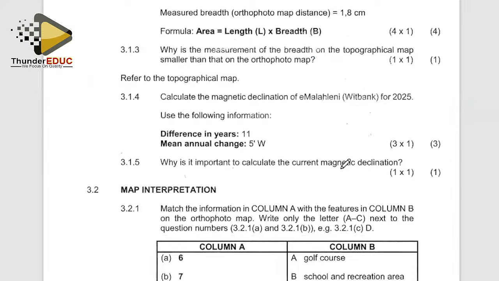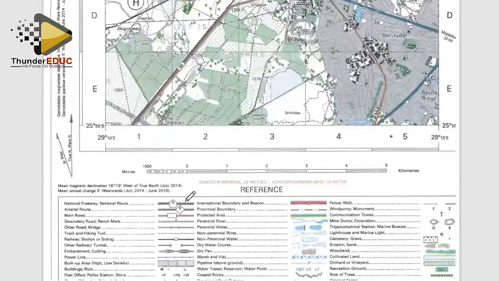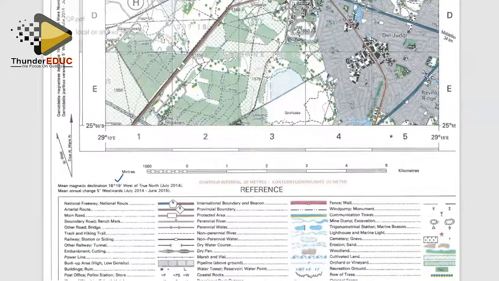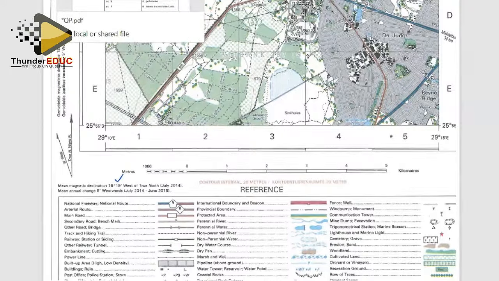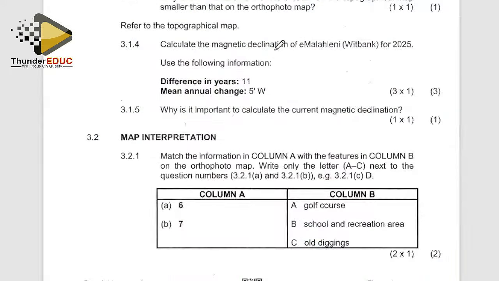314. Calculate the magnetic declination for Emerald-Lane Wheat Bank for 2025. We are told on the map here, what is the map information? We are told that in 2014, the declination angle was 18 degrees, 19 minutes, according to the map information. So we are going to use that map information for us to get the declination in 2025. Right. It is saying the declination angle for 2014 was 18 degrees, 19 minutes.